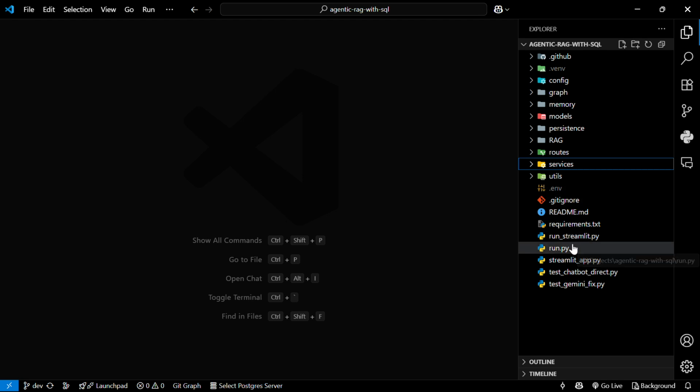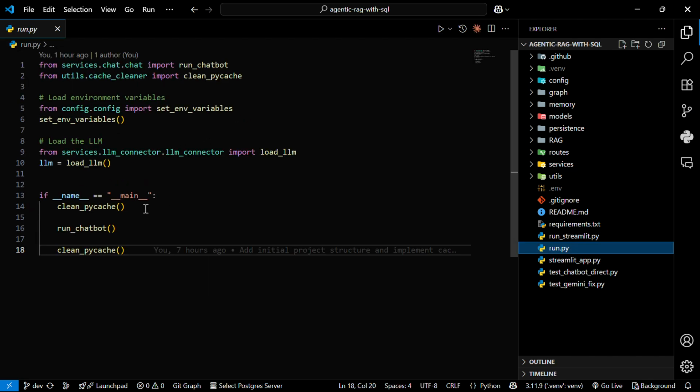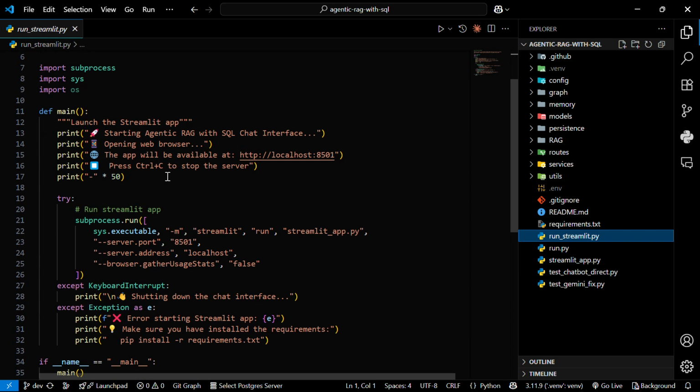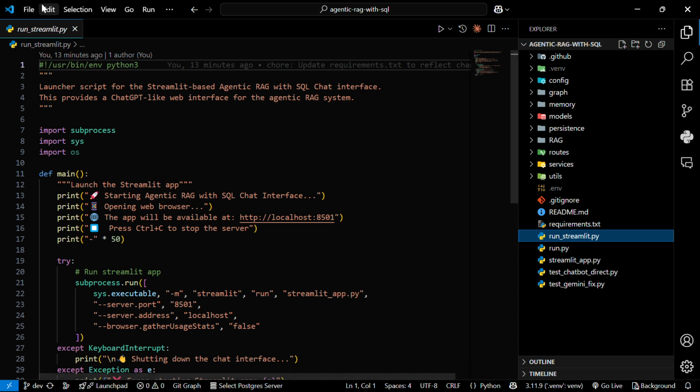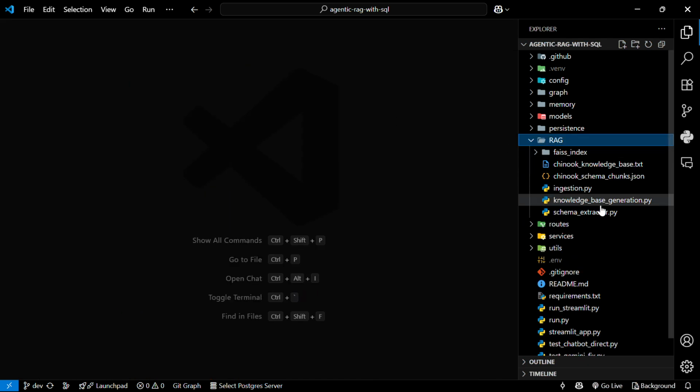This run Streamlit and run.py are both separate entry points. With run.py, you can run it in the CLI, and with run Streamlit, you can run the Streamlit front end along with the backend. Here, the RAG part is pretty much separated.